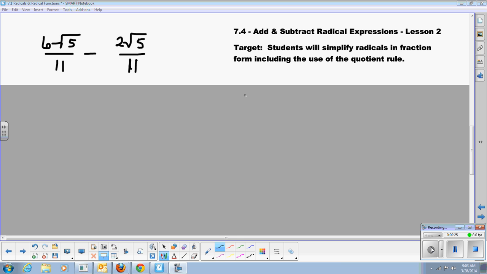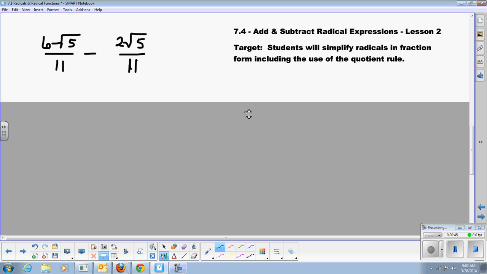And so you'll be adding and subtracting a lot of times the radical expression that's in a numerator. So here on the screen you can see an example where I have 6 times the square root of 5 over 11 minus 2 times the square root of 5 over 11. Now with fractions, as you know, you have to have a common denominator. Looking here, notice that I do have an 11 on the denominator for both of these fractions, so that means I can just look at the top only and I can do my subtraction here.